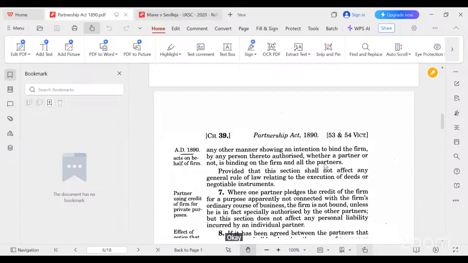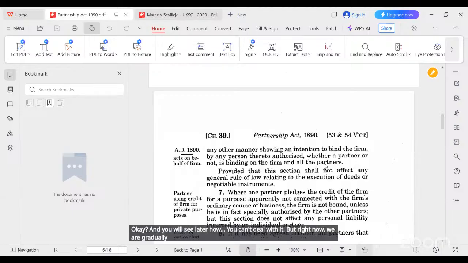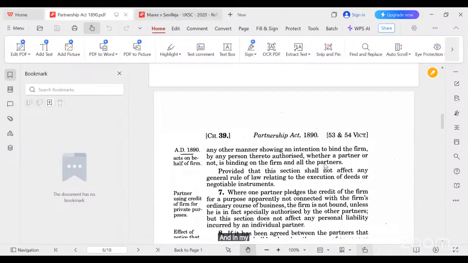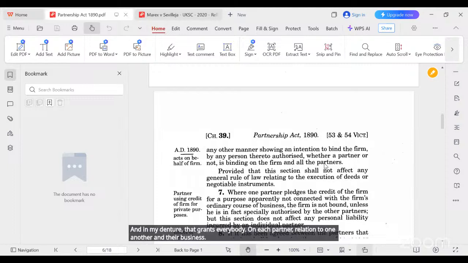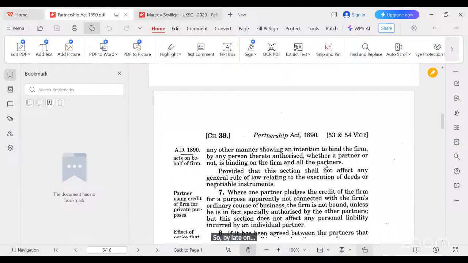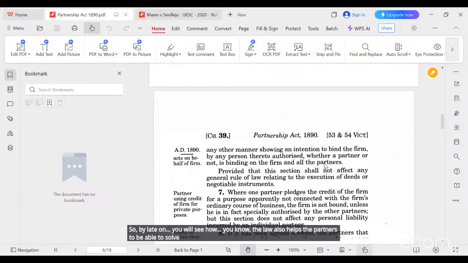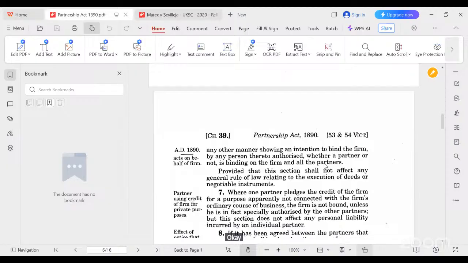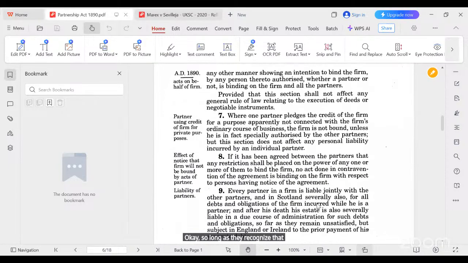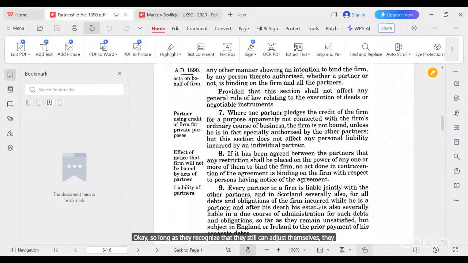You will see later how you can deal with it. But right now, we are gradually knowing the kind of power the act confers in a mandatory manner that binds everybody, each partner, in relation to one another and their business. Later on, you will see how the law also helps the partners to solve these issues out, so long as they recognize that they can still adjust themselves. They have to still talk.